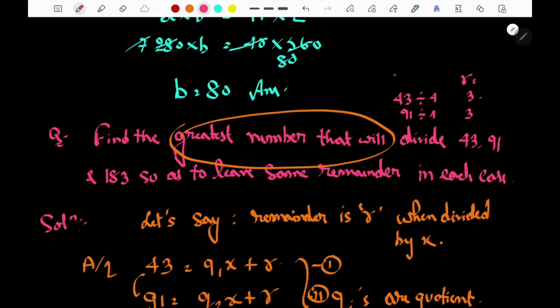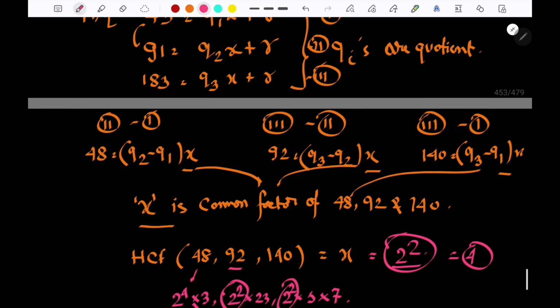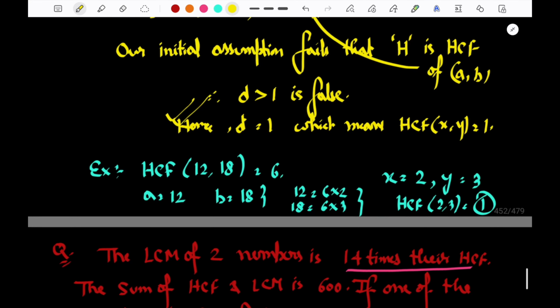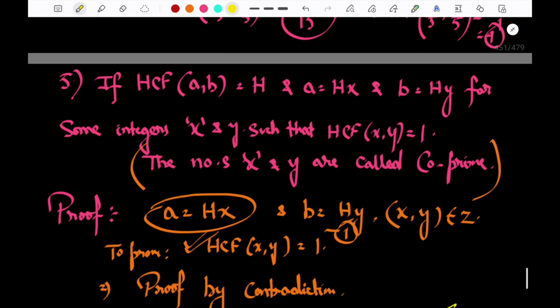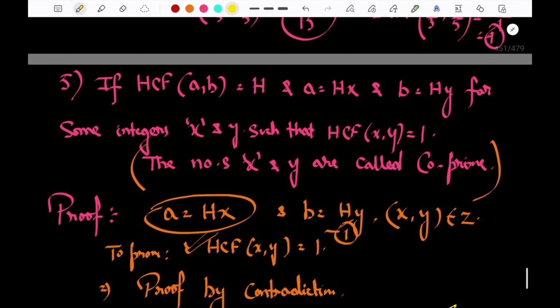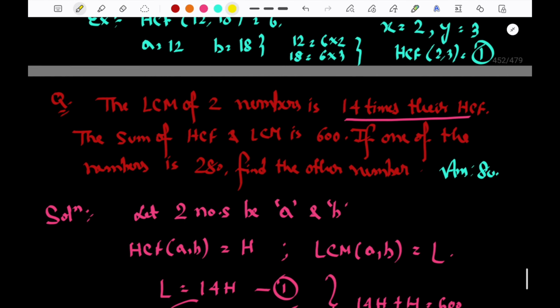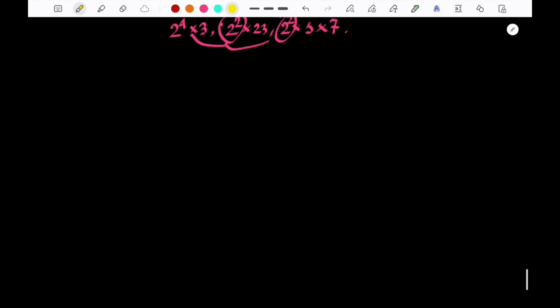And again, when 183 is divided by 4, the remainder is 3. So therefore this is true. Done. Now we are done with two of the questions. Actually, there are some important properties that we need to take care of. We already discussed a lot of properties earlier, and I said if certain properties are required, we will discuss them later. So let's see number 6.